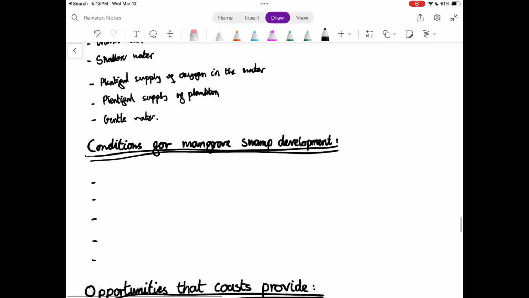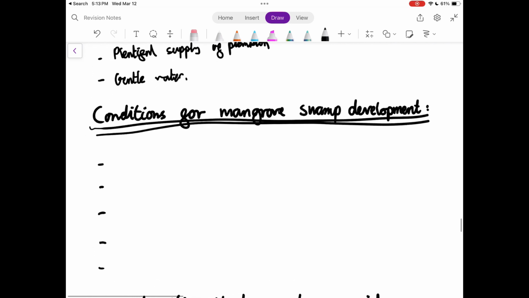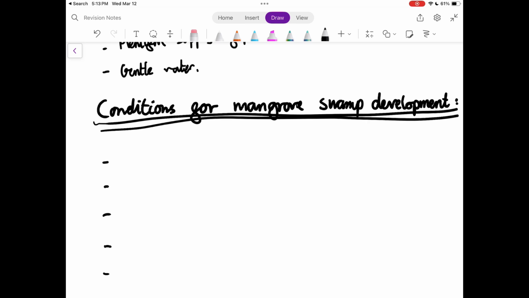Okay, so now we're going to be looking at the conditions required for the development of mangrove swamps. So the first characteristic is saline water. So water that is high in salt concentration. The next is gentle waves, just like for coral reefs.